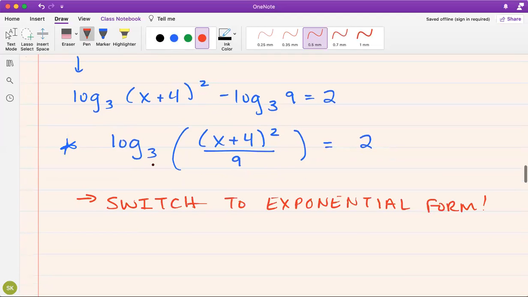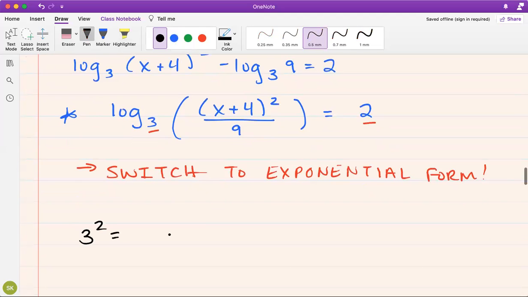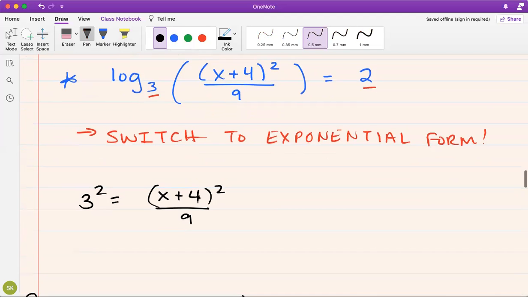Okay, so how do we do that? That's 3 squared is equal to everything on the inside. So we have 3 squared is equal to x plus 4 squared over 9. So this 3 squared is 9. So we get 9 is equal to x plus 4 squared over 9. Let's get rid of that 9 by multiplying both sides by 9. So if we do that, this will just become 81 is equal to x plus 4 squared.